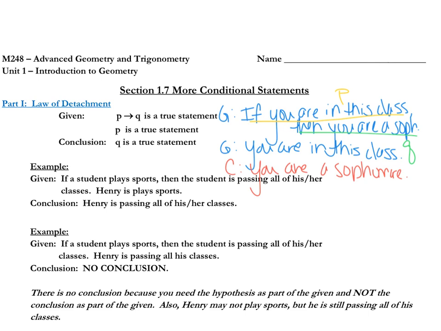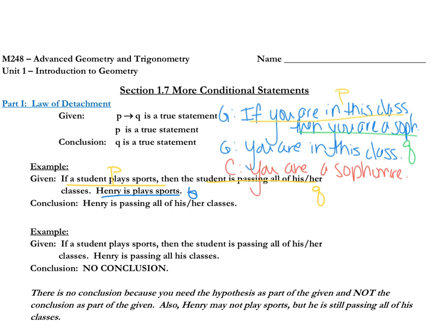If a student plays sports, so this would be our P, then the student is passing all of his or her classes. That's our Q. Okay, then it states that Henry is playing sports. That's the given. So that first part right here came true. So if the first part comes true, then the second part is true. So the conclusion is Henry is passing all of his or her classes.